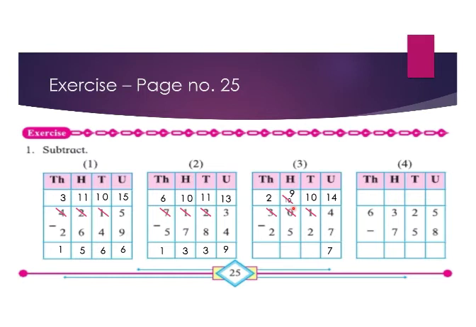So students, don't get confused. If there is no number to borrow, you will jump on to the next place value. Okay, 10 minus 2, it is 8. 9 minus 5, 4. And 2 minus 2, 0.